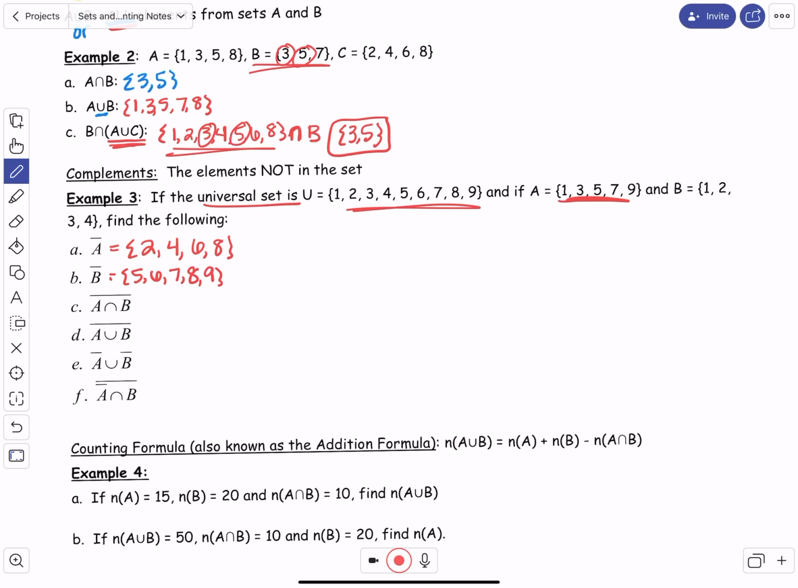Now, on C, what we do is we kind of do like order of operations. So the first thing I'm going to do is I'm not really going to worry about the complement first. Okay, I'm not going to worry about that just yet. What I'm going to do is I'm going to do this part first, okay? I'm going to do A and B first. So A and B, what do A and B have in common? Well, they have the 1 and the 3, and that's it, okay? Now what I'm going to do is I'm going to do the complement.